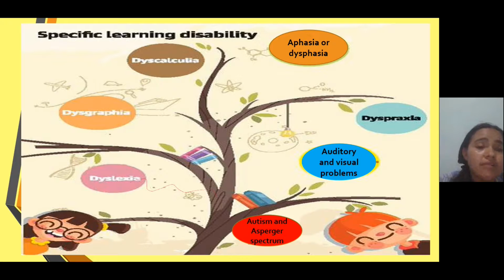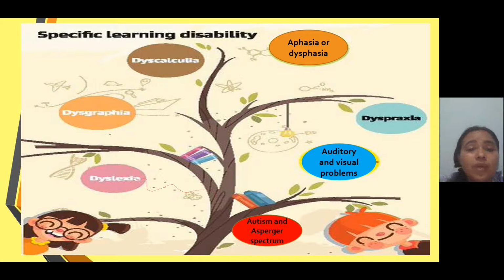The other problem is dysgraphia. In this case, dysgraphia has to do with writing, not only the physical writing, but also writing ideas on paper. These students cannot write their ideas. They cannot organize their ideas.